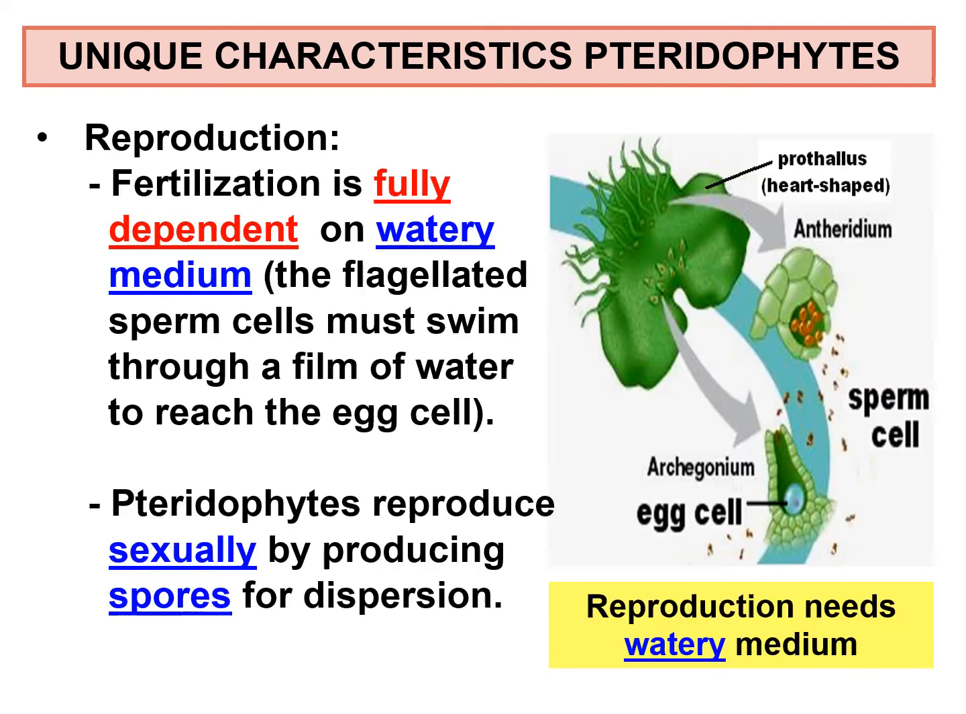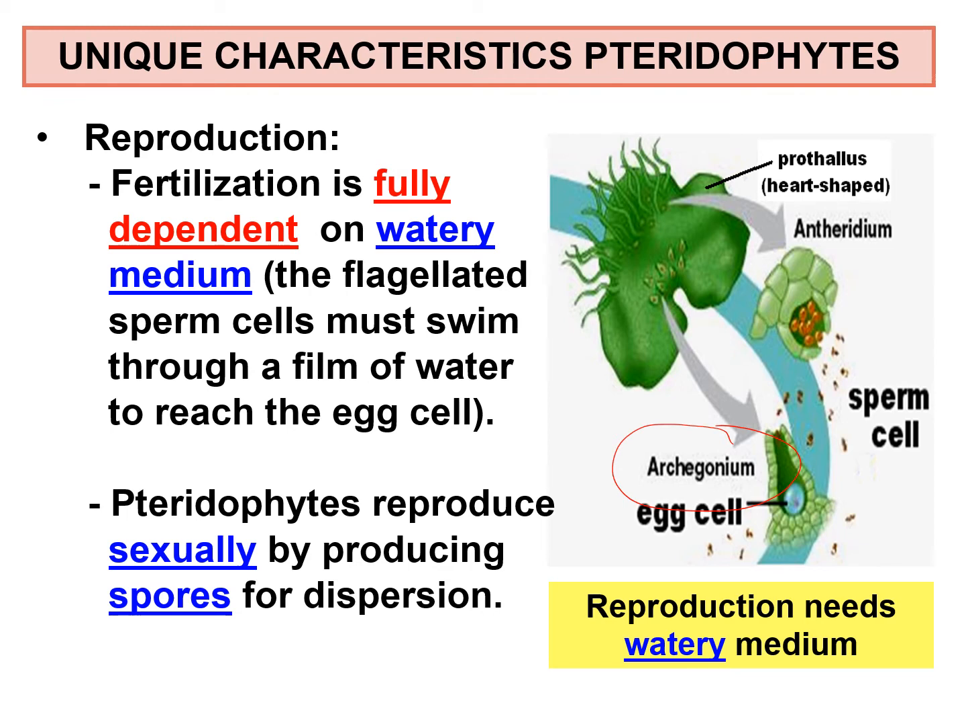cuticles. The reproduction of pteridophytes, the fertilization depends fully on watery medium because the sperms are flagellated sperms, so they need to swim towards the archegonium to reach the egg cell in the archegonium. That's why pteridophyte still needs to live in watery medium ataupun a moist habitat.